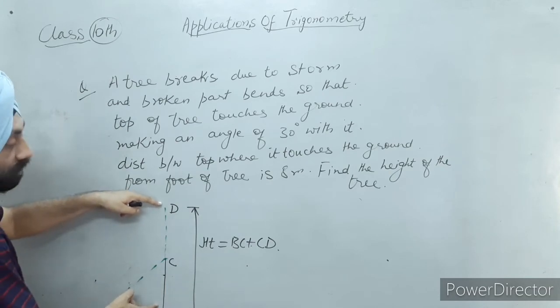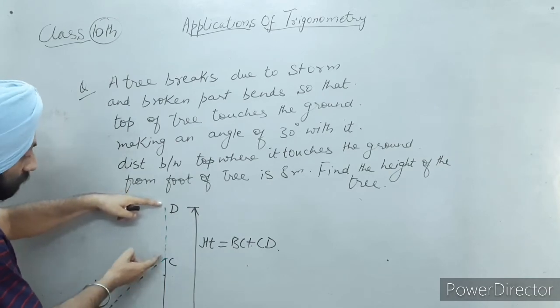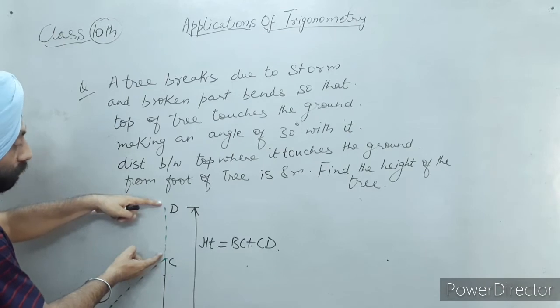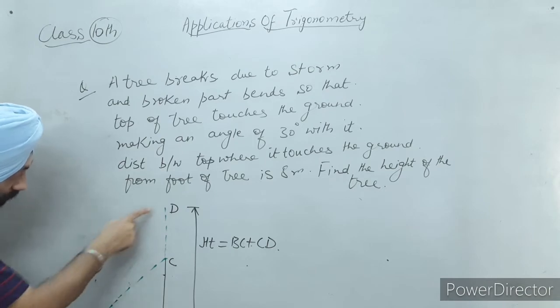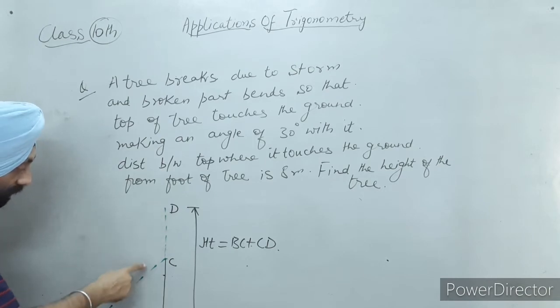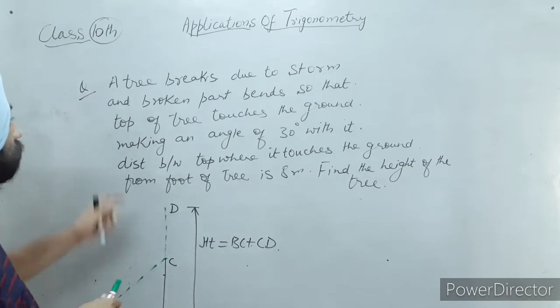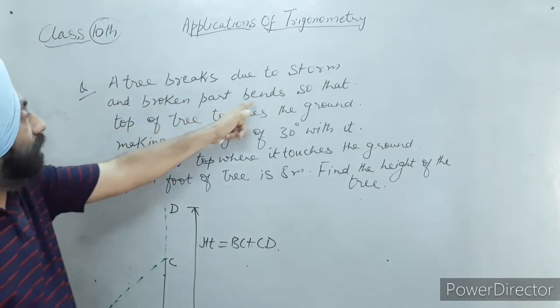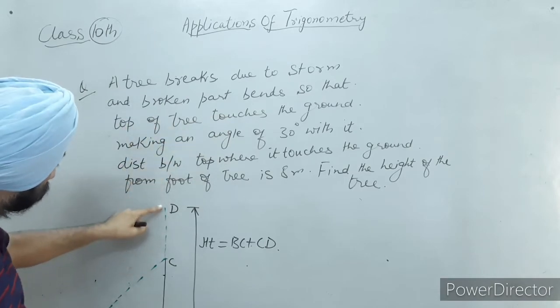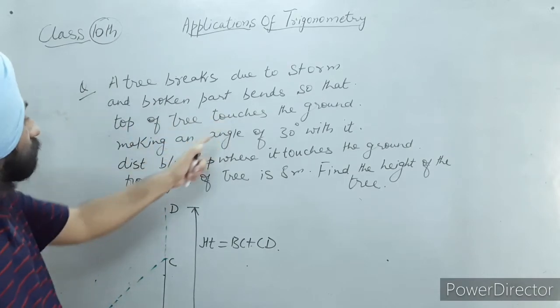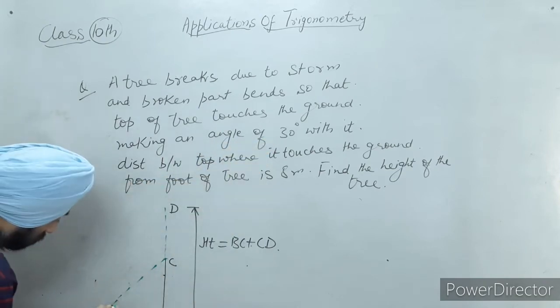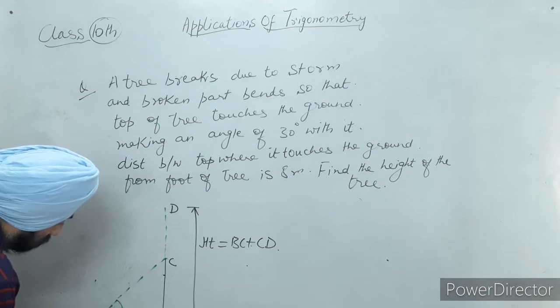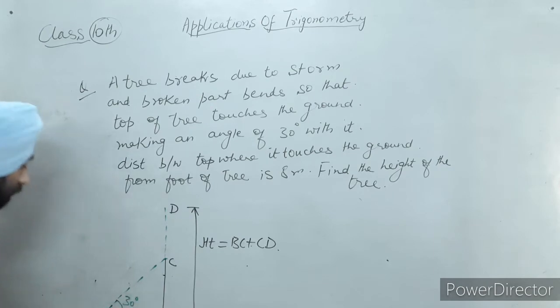Tree was initially of this much height. This portion broke due to the storm. It bent like this. It touched the top of the tree. This was the top of the tree. It touched at point A on the ground. Right? Now, a tree breaks due to storm and the broken part bends so that the top of the tree touches the ground, making an angle of 30 degrees with it. That means this angle is 30 degrees. Right?